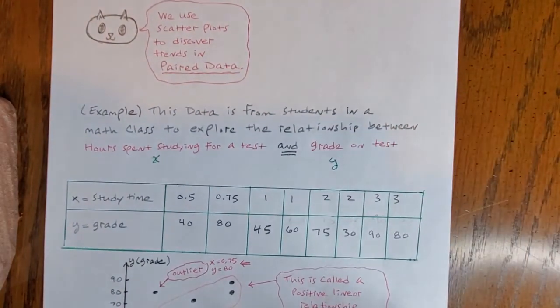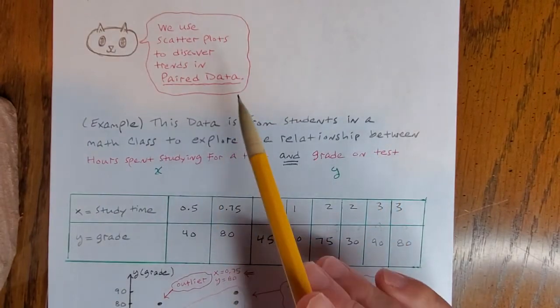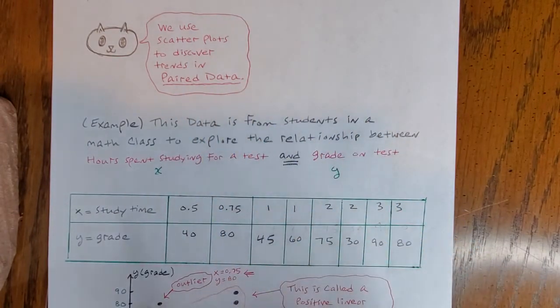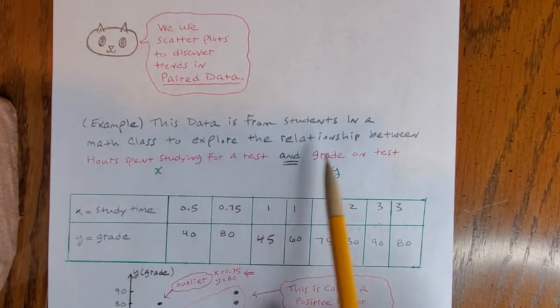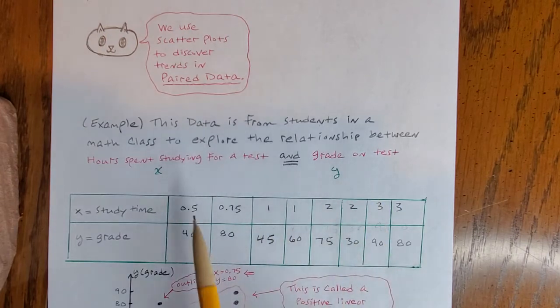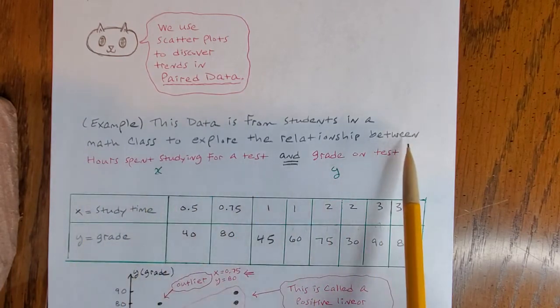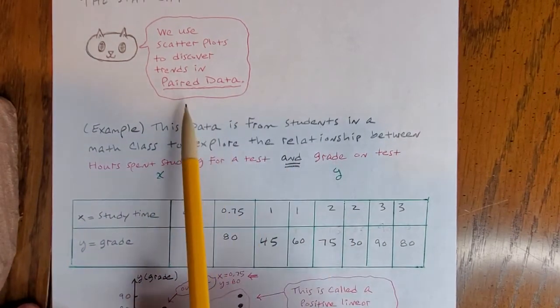So here's an example of some paired data. Paired means it makes sense for these two things to go together. In this case, the data is the hours spent studying for a test and the grade that the student received on the test. Every student spent a certain number of hours studying and got a certain grade. It makes sense that those two things go together. Don't you think that normally the amount of time you spend studying for a test has something to do with the grade? That's what I mean by paired data.